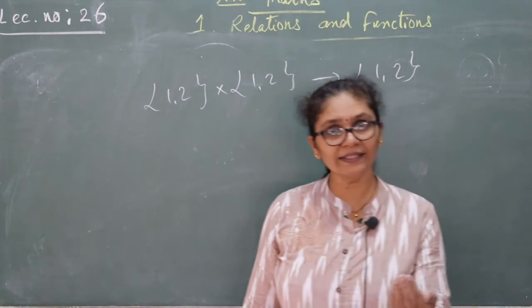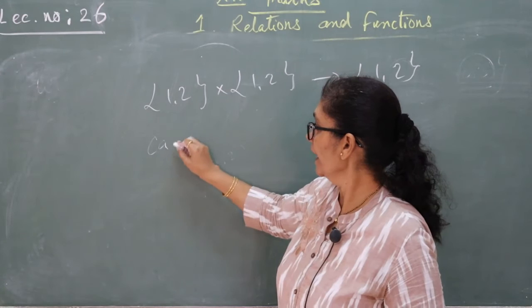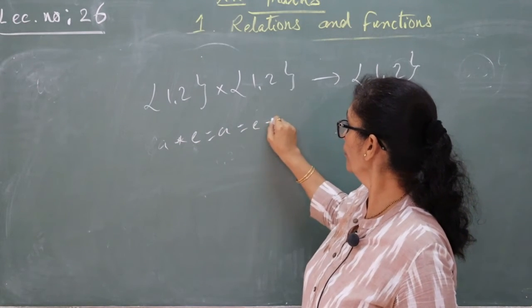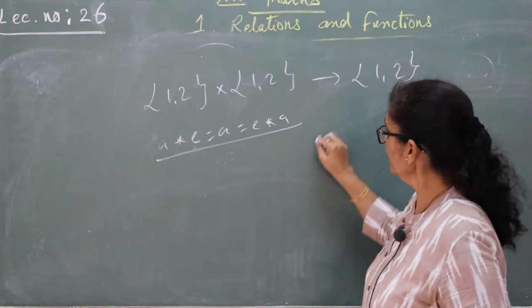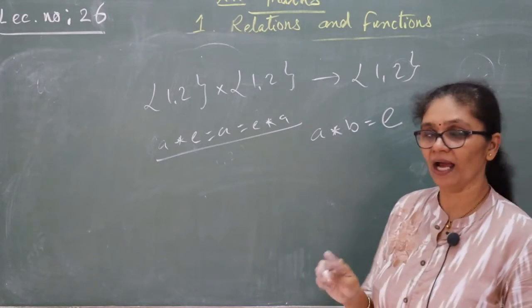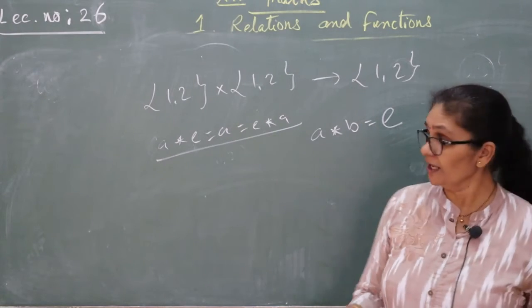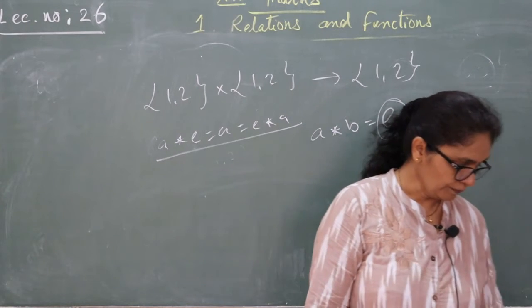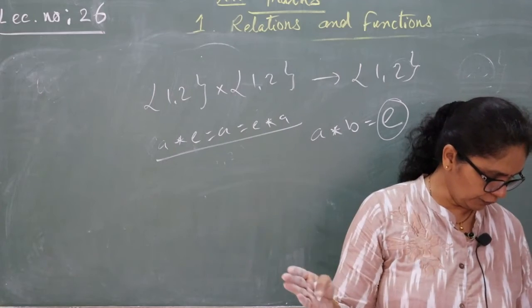So when you choose identity element, what is the condition? a * e = a = e * a, this concept. And when we take the inverse, what is the meaning of it? It's equal to e. e means what? Identity. It means the combination of two terms gives identity, then it is the inverse. So here we have shown what is the relation? (1,1), (1,2), (2,1), (2,2) with {1, 2}.